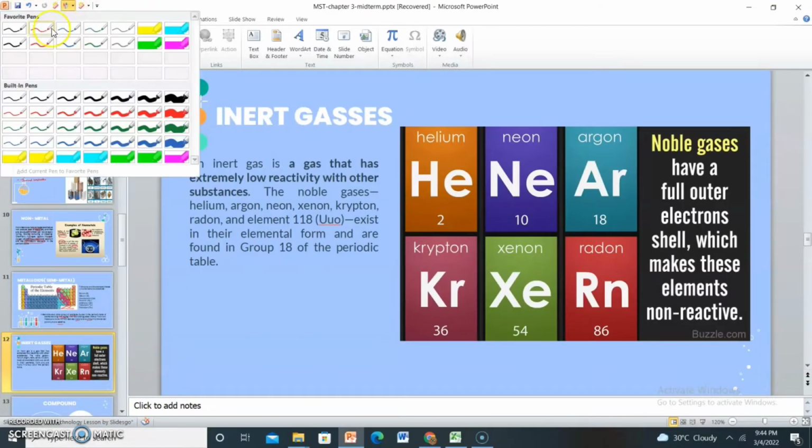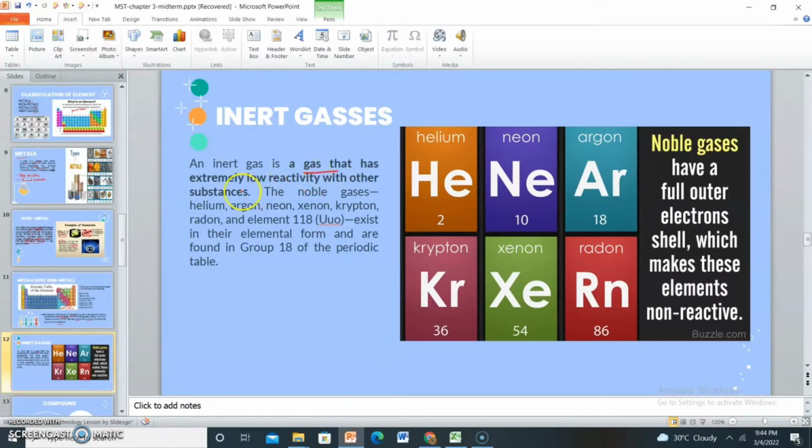Under the inert gases, it's a gas that has extremely low reactivity with other substances, or the noble gases. So that's also the inert gases and noble gases. Examples are helium, argon, neon, xenon, krypton, radium. These are the inert gases.